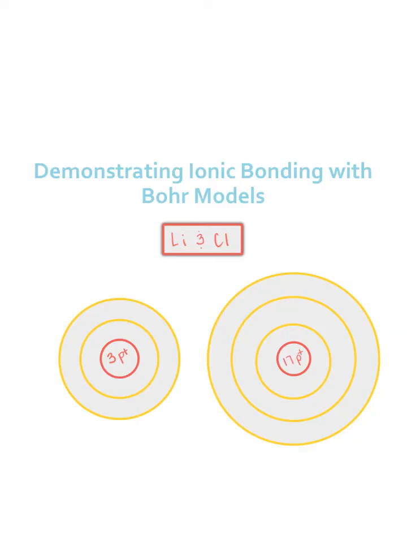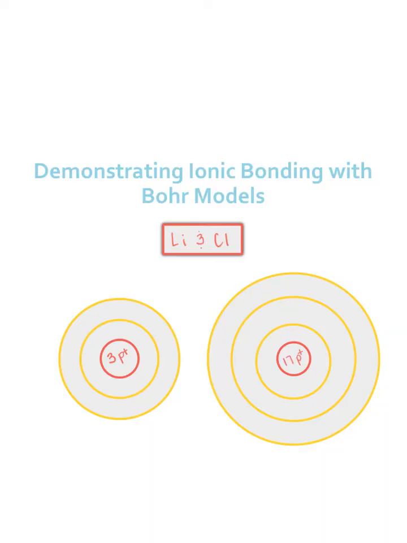Now, when we demonstrate an ionic bond with Bohr models, we want to make sure that we're using at least one metal atom and at least one nonmetal atom. So for this example, I'm going to show you an ionic bond using a lithium atom and a chlorine atom. Now, we're going to have to imagine that the inner energy levels are filled with the maximum amount of electrons that those inner energy levels can hold, and we're just going to focus on drawing the valence electrons, because it's the valence electrons that are involved in bonding.